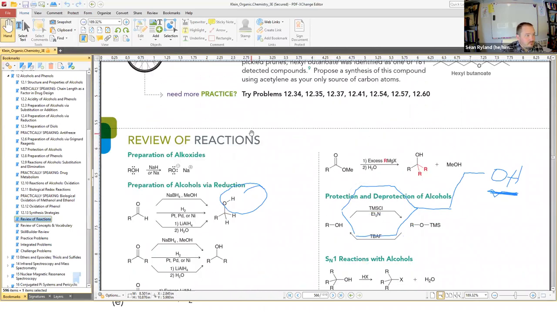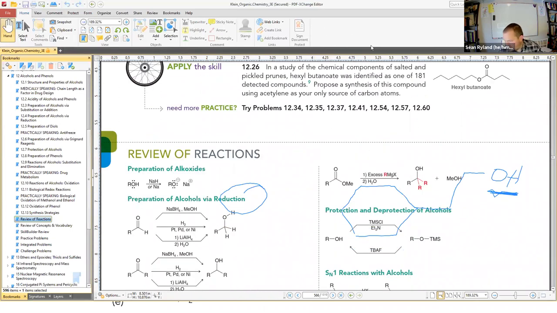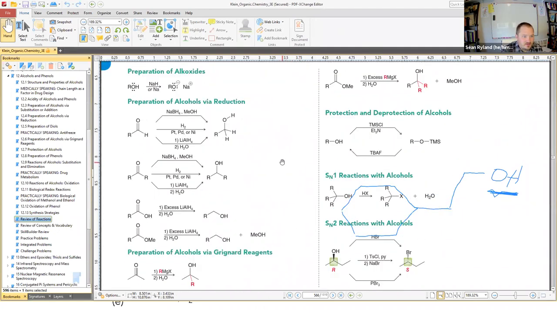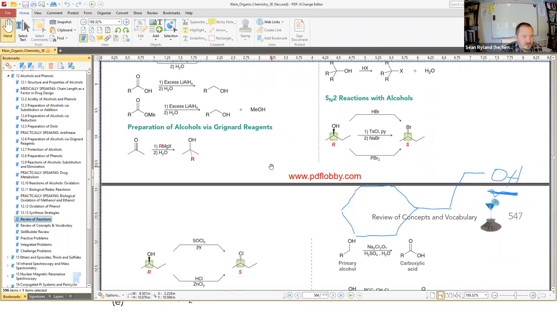which I'm just going to the review of the reactions. There we go. SN2 reactions with alcohol. So we're going to be substituting it somehow. So this just says tosyl chloride and pyridine followed by bromide.